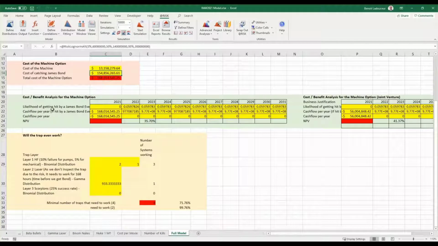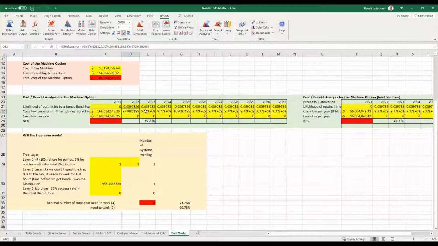Next step is the cost benefit analysis for the machine option. So it's a very, very, very simple NPV model. Here's the discount rate. Here are the cash flows on line 23. So let's break it down. For year one, this is where you do your investment. So in this case, we're taking that from the cost of the machine function here.